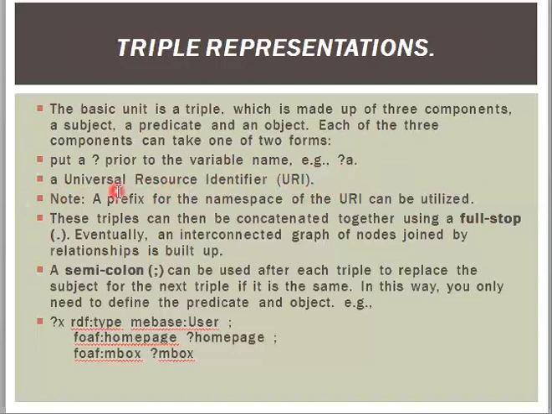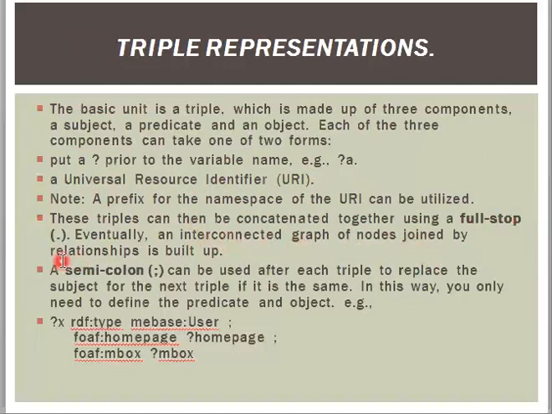It works similarly to searching for a URL. Over here it is the identifier but not the locator in the ontology. A prefix for the namespace of the URI can be utilized. These triples can be concatenated together using the full stop. These triples, the subject, predicate, and object, can be concatenated using the full stop.